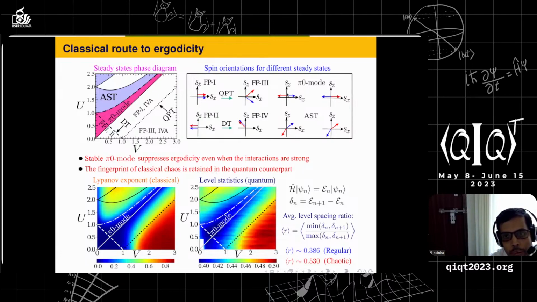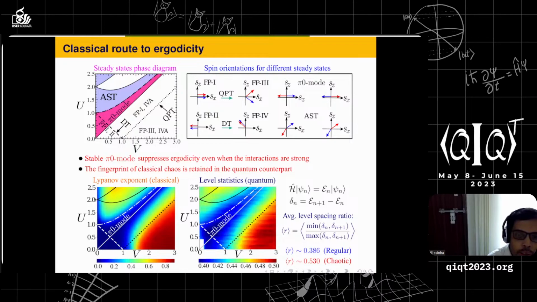Then the spin configuration is like that. So one spin is aligned in the x direction and another is in the negative x direction, or vice versa. This way it can represent this pi zero mode. And this mode appears at the band center where the system becomes maximally chaotic. So we mainly study the influence of this pi zero mode on the ergodic behavior of the system.